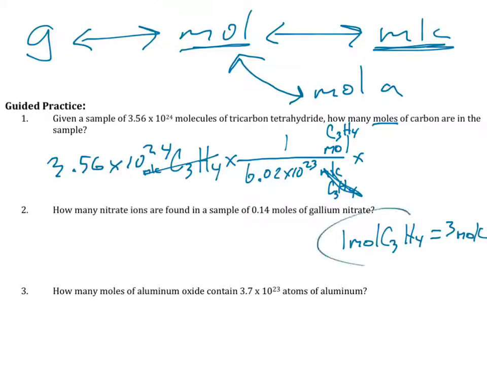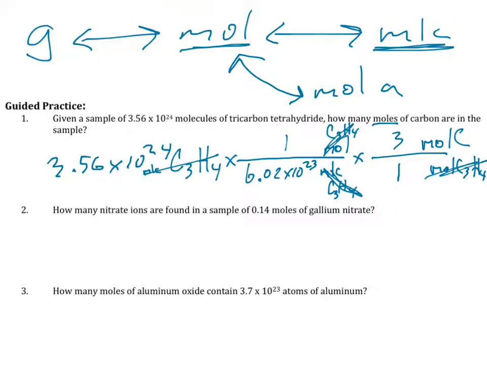And we can use this conversion factor here to go from moles of C3H4 to moles of carbon. Notice how these cancel out, and we know that for every 1 mole of this, there's going to be 3 moles of carbon. And so all we need to do is type this in our calculator, and we will get our answer. And when we type this in the calculator, we do end up getting 17.7 moles of carbon.